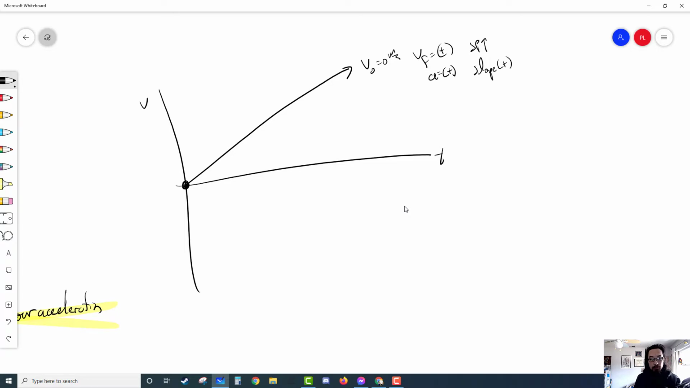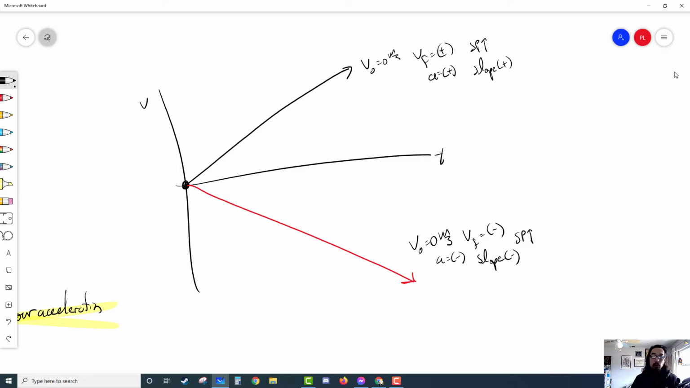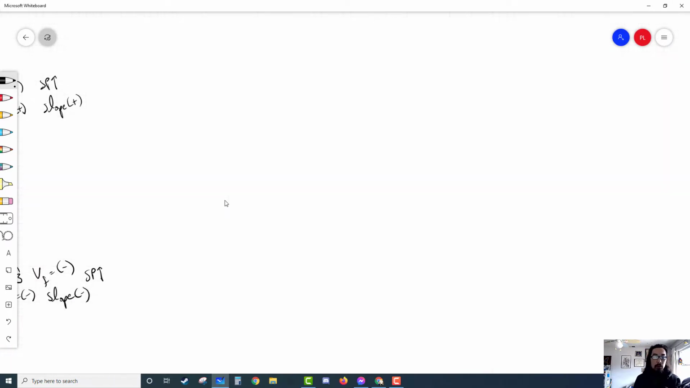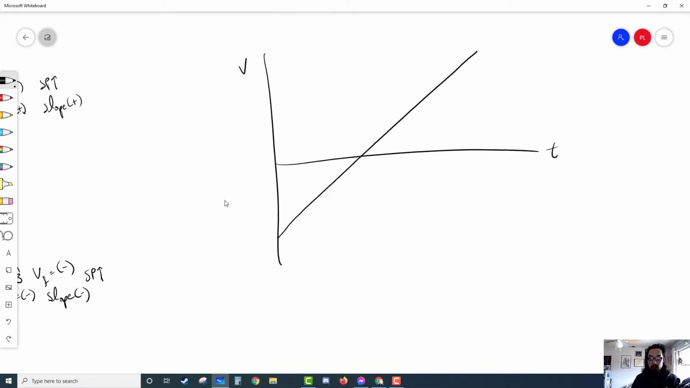Now on the other side, if I were to do an object that is speeding up but in the negative direction, remember negative does not mean slow. It would look like this. Your initial velocity would be 0 meters per second. Your V final would be negative. Your acceleration would also be negative, and we know this because it's speeding up. If the signs are the same, that means it speeds up. And we know the acceleration is negative because your slope is negative. So we get something like that, and from there, they like to kind of trick you up, and they'll give you a graph that looks like this.